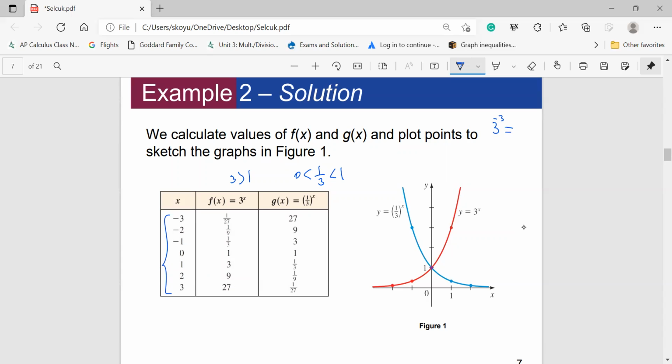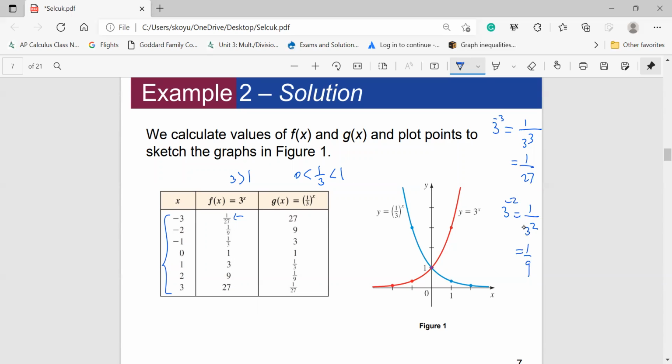3 to -3 is really just 1 over 3 to 3, and 1 over 3 to 3 is 1 over 27 because 3 to 3 is 27. That's how we get that number. And then the second one, you plug in -2, so it will be 3 to -2, which is 1 over 3 squared, and that's 1 over 9. And we'll put that there.